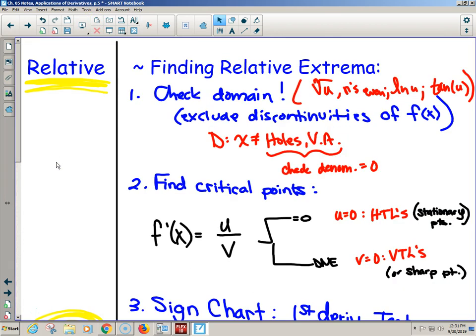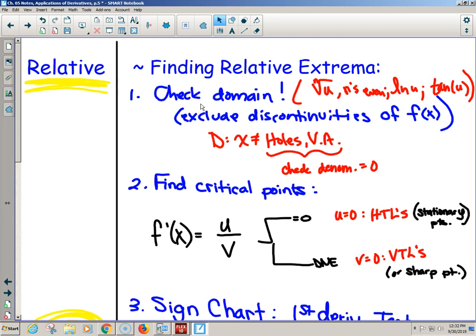Where they might try to trick you? Domain. So be careful of domain. Can there be a relative max or min at a non-existent original value? No, there is no max or min if it doesn't even exist. So there won't be a max or min at a hole. There won't be a max or min at a vertical asymptote. You can still think about them in sign charts, etc. They're important because they break up the graph, but do not ever say it's a max or a min.